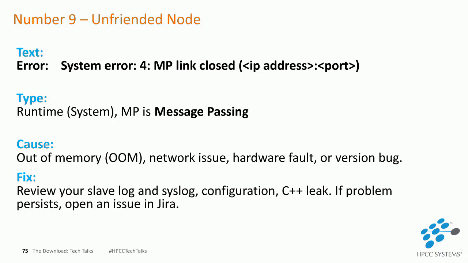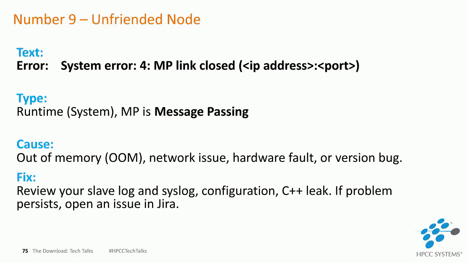So the fix for this is a couple of things. You can review your slave logs and your system logs, check your configuration for C++ leaks, and if problems persist, if you get this MP link closed consistently, we'd like you to open an issue in the Jira issue tracking report.